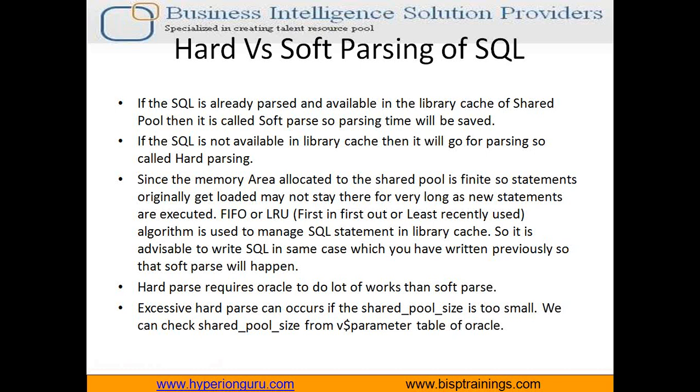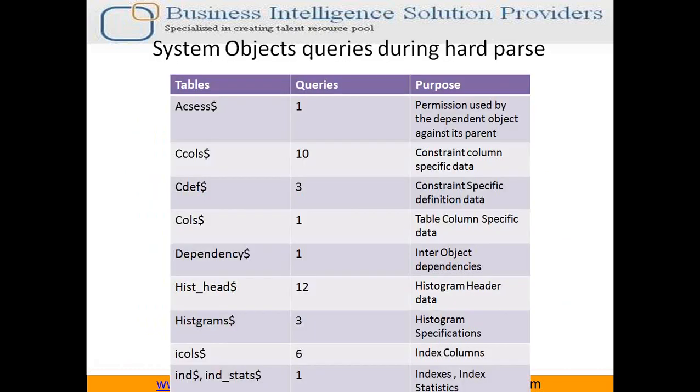So what are the tables that Oracle uses internally in order to parse the SQL statement? This is the list I prepared, the system objects queried during the hard parse. See how many tables there are. Access dollar is one table. What is the purpose of using this access dollar? It holds permissions used by the dependent object against its parent. Meaning, if you have written select star from employee from the marketing schema, suppose there are three schemas there: marketing, HR and HR schema.